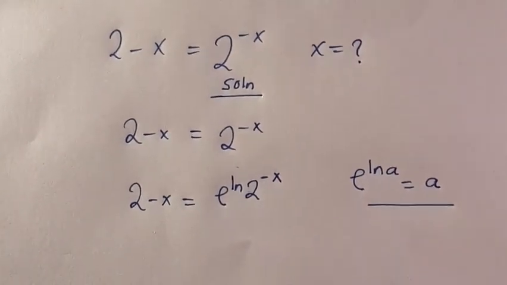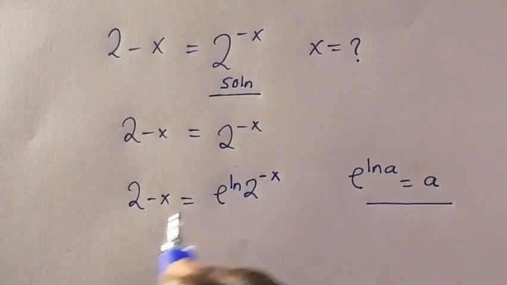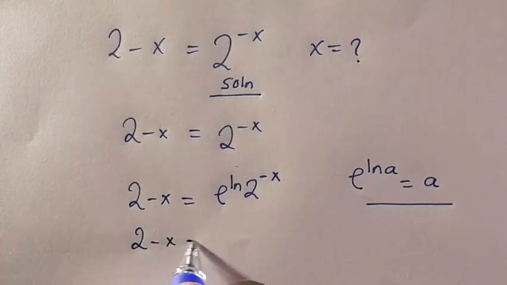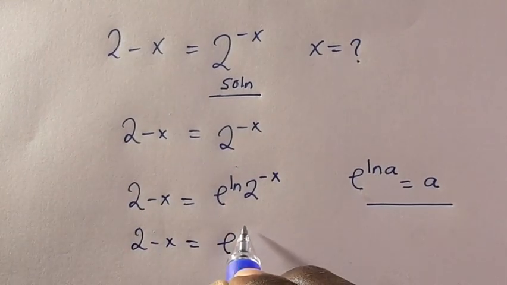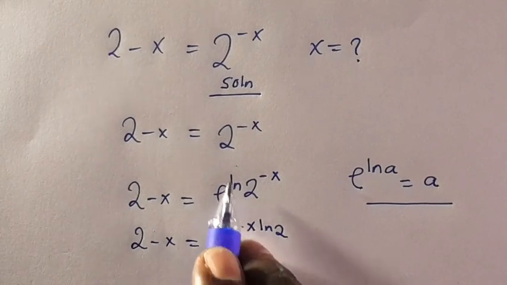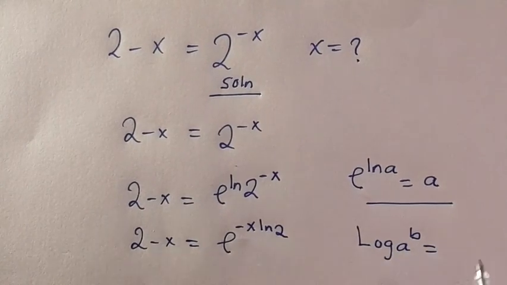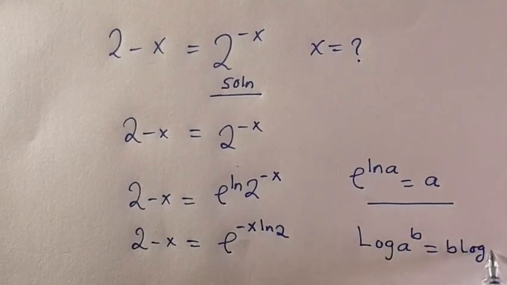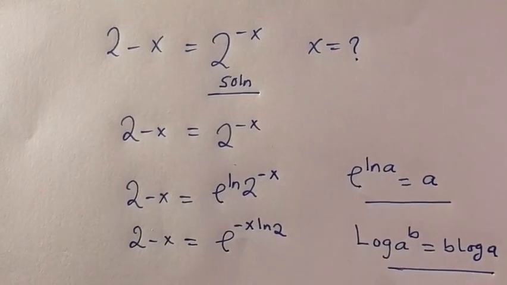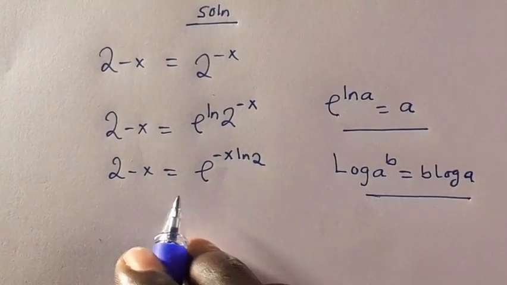Now, recall according to the law of indices, the power comes down, and we have 2 minus x equals e raised to minus x ln 2. According to the law of logarithm, log a raised to the power b is equivalent to b log a. This is true.